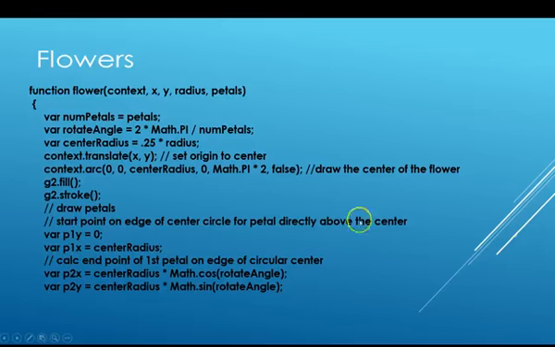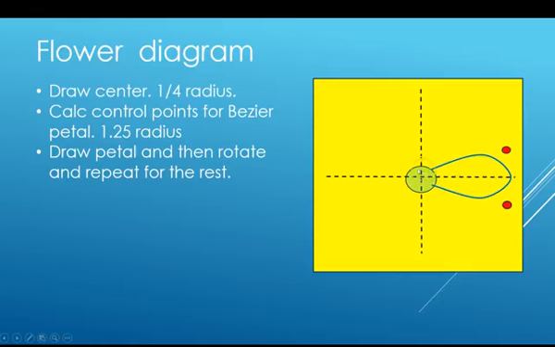And then we calculate the endpoint of the first petal on the edge of the circular center. That's going to be P2x and P2y. You've seen this before. We're using the cosine and the sine to get the x and the y given the radius. And we're using the center radius because these two points are on this internal circle. So we're going to draw from here to here, but we're going to use the control points to create the Bezier curve that draws really far out.